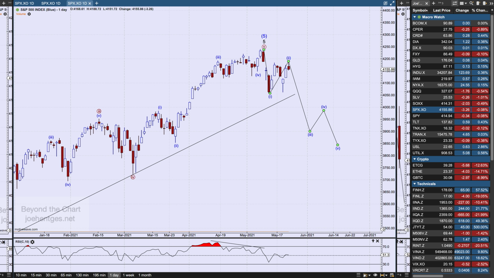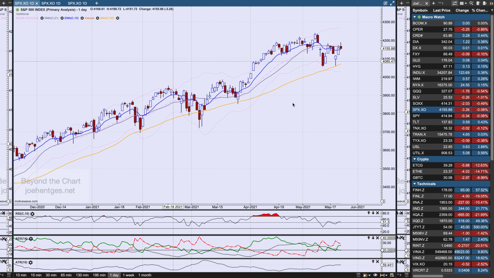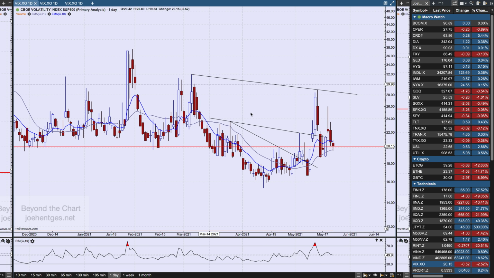Let's take a look at the VIX. And let me pull that up. I'm going to go back to this moving average view. And here is the view I'm looking at. Now, look at these trend lines.